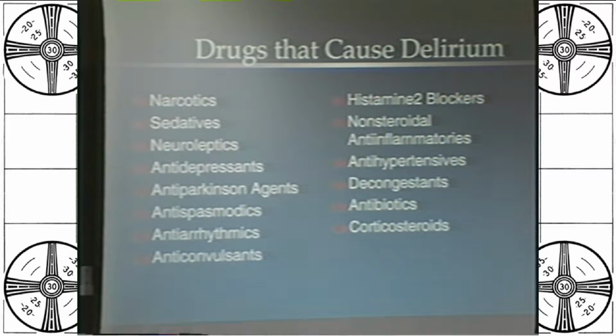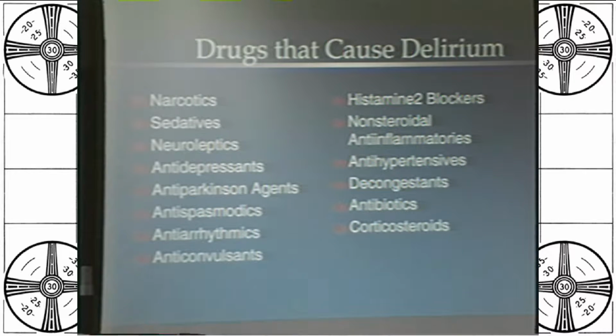Of the drugs that cause delirium, anything that's known to have CNS effects is likely to do it. In addition, cardiac antiarrhythmics, anticonvulsants, H2 blockers, and nonsteroidals are reasonably likely to.